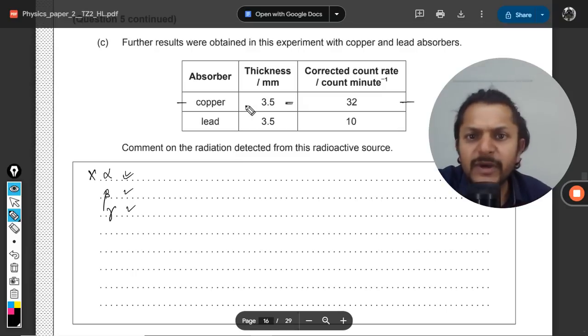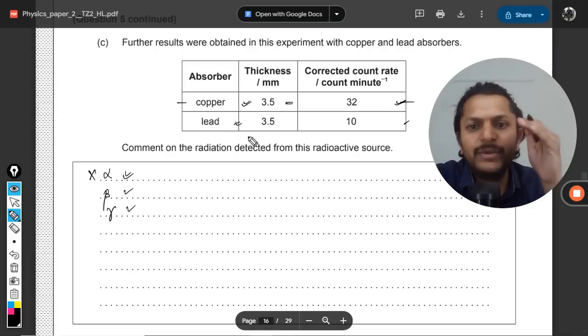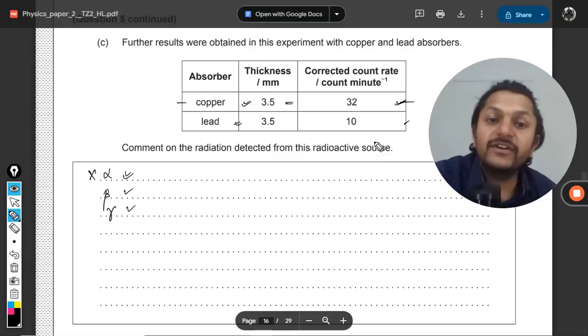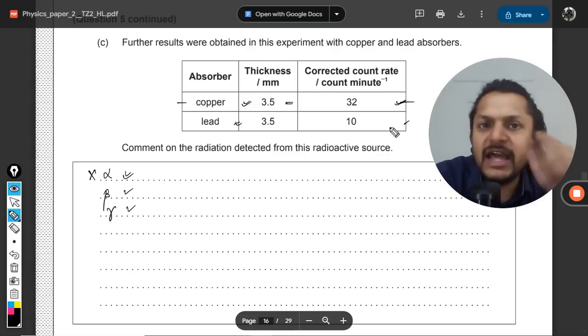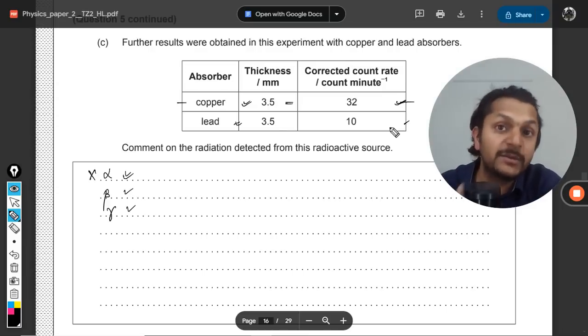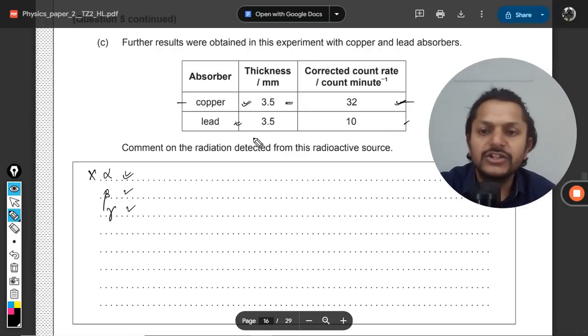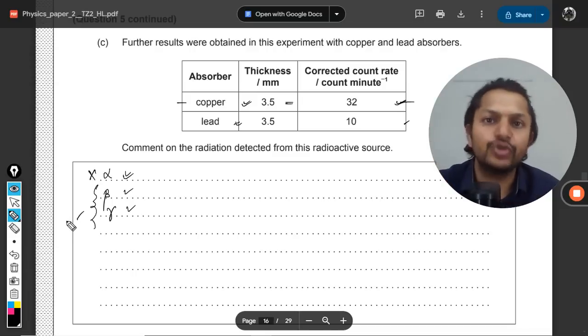Now, if it is passing through 3.5, it should be beta. It means this should be beta. And if it is passing through lead, it means that it will be gamma also, because beta cannot pass through lead. If beta cannot pass through lead, and your device is still saying that the corrected count rate is 10, it means 10 is the actual disintegration which is taking place. Accordingly, we would be sure that gamma will also be there. So according to this data, it feels that beta and gamma should be there, alpha should not be.